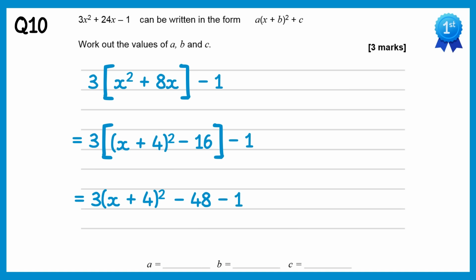You can now simplify the last 2 terms. Negative 48 subtract 1 is just negative 49, and now compare it to the form in the question. You can see then that a is 3, b is 4, and c is negative 49.